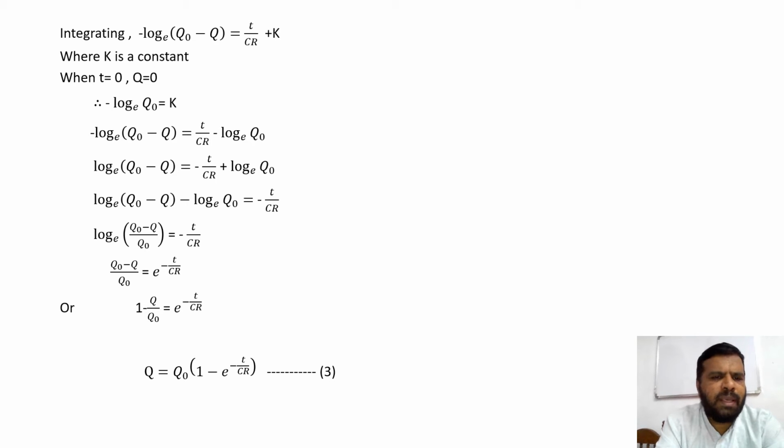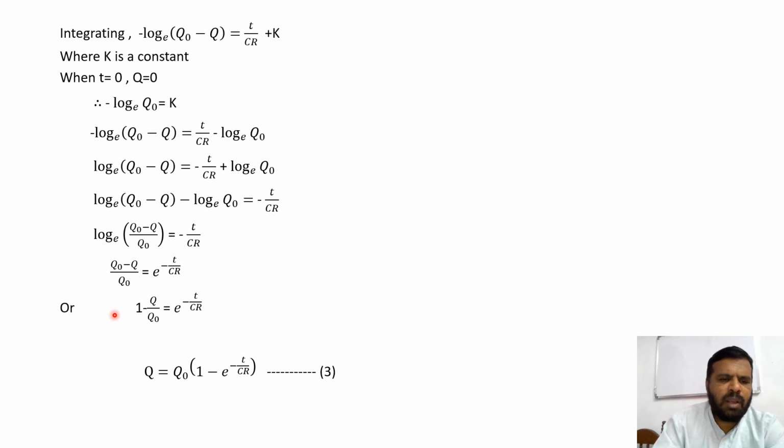or log(q₀ − q) to the base e is equal to minus t divided by CR plus log q₀ to the base e. Log(q₀ − q) to the base e minus log q₀ to the base e is equal to minus t divided by CR. Or this equation can also be written as log of (q₀ − q) divided by q₀ is equal to minus t divided by CR. Or (q₀ − q) divided by q₀ is equal to e raised to minus t divided by CR.